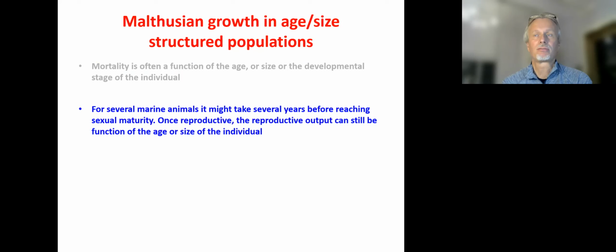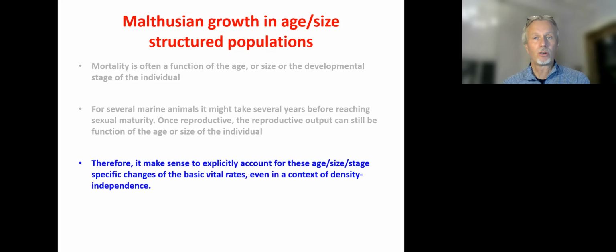For several marine animals, and for most of the animals in general, it might take several years before reaching sexual maturity. And once reproductive, the reproductive output can still be a function of the age or size of the individuals. In fish, typically, larger individuals have a larger investment in reproductive output, and so they might produce many more eggs than smaller individuals. Therefore, it makes sense to explicitly account for the age, size, stage specific changes of the basic vital rates, even in the context of density independence dynamics.